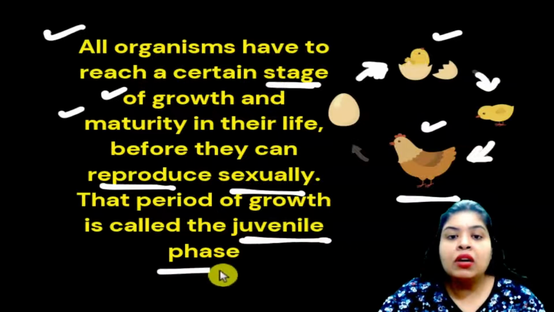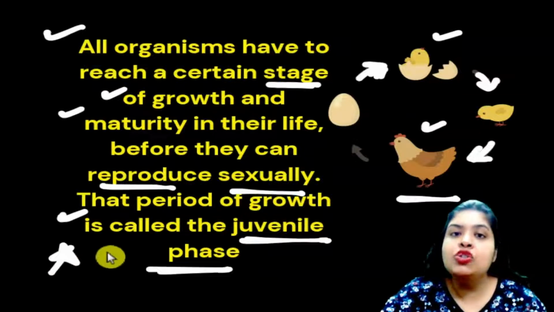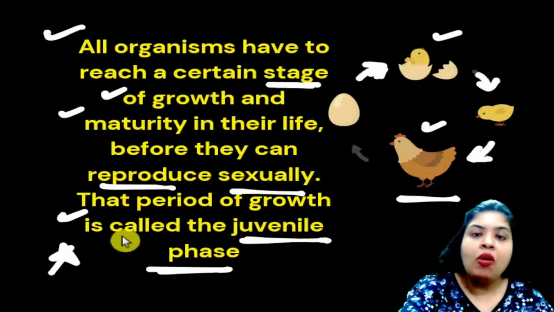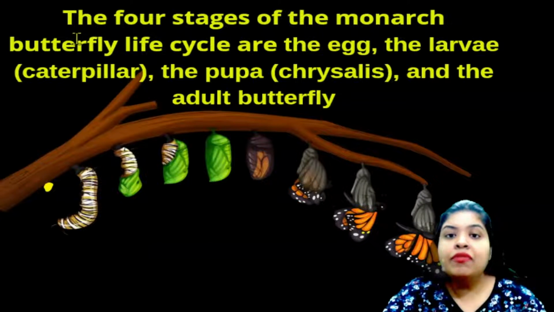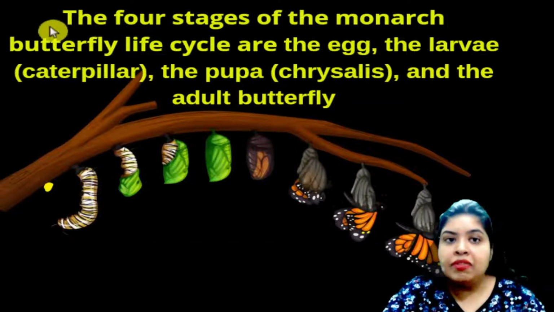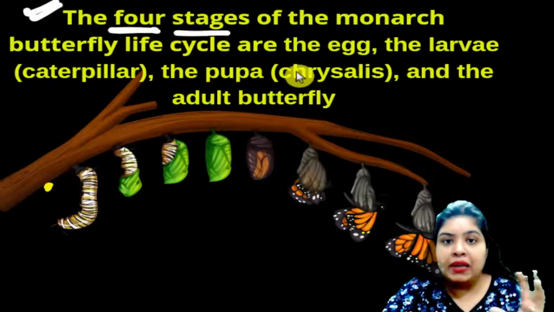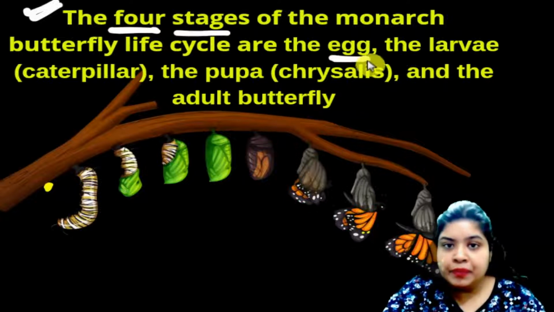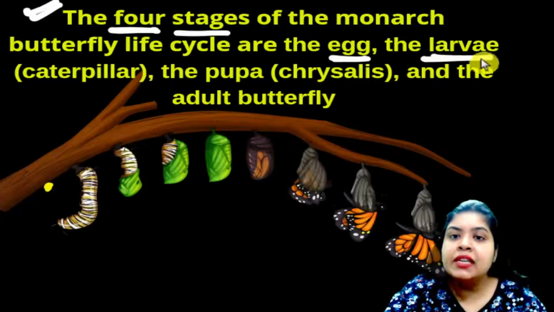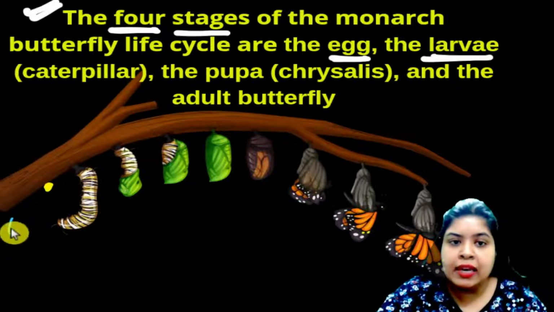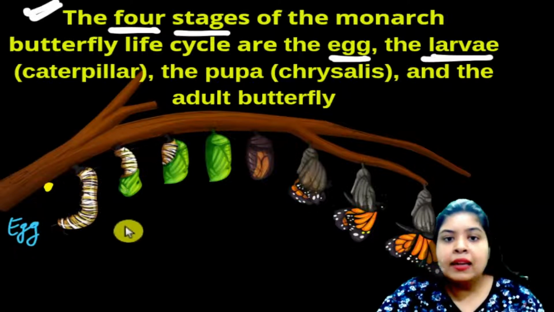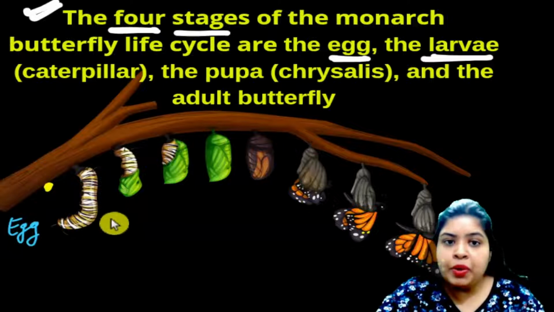So this is very important. Juvenile phase, this is the period of life which is called the juvenile phase. Let us see more about it with an example. So for example, we have the butterfly as well. When we talk about the butterfly, we have 4 stages. First one is the egg, then we have the larva stage or the caterpillar stage. So if we discuss over here, this first is the egg, and next we have the larva which is going to be coming out, larva or caterpillar we can say.